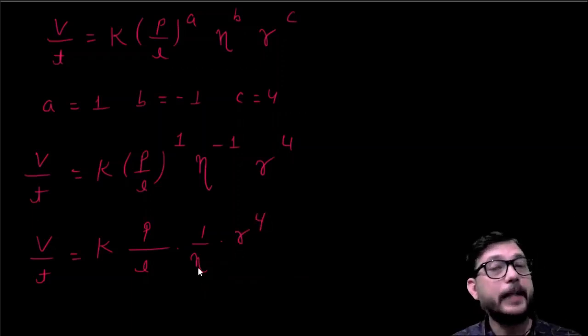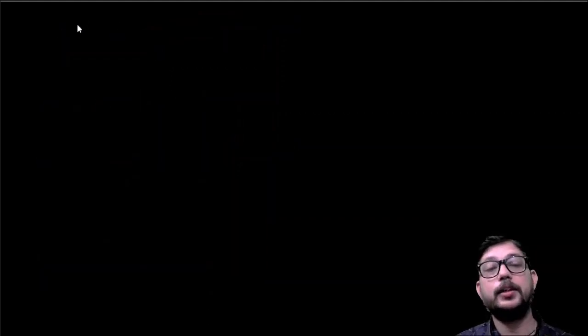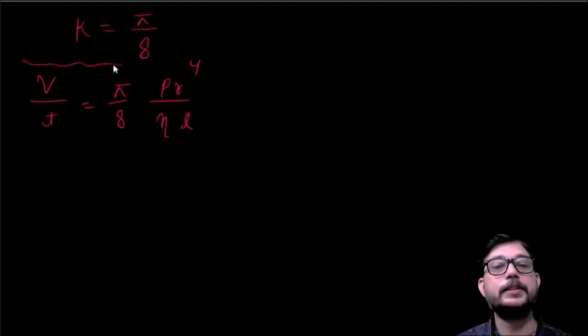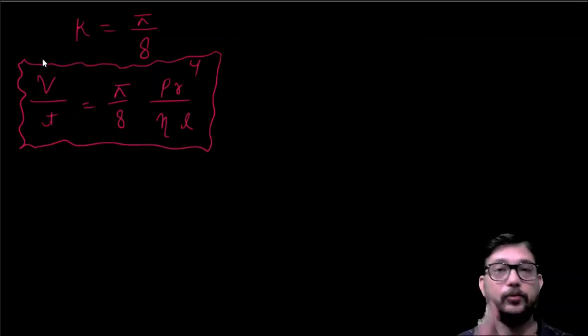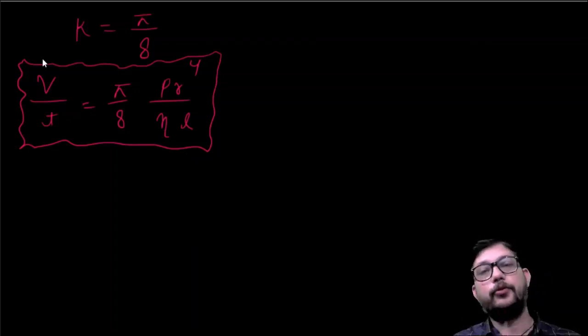Now by different experiment it is calculated that the value of k is pi by 8. So the final result is v upon t equals pi by 8 into p r to the power 4 upon eta times l. So this is the final result that Poiseuille calculated for the rate of flow of fluid in any tube.